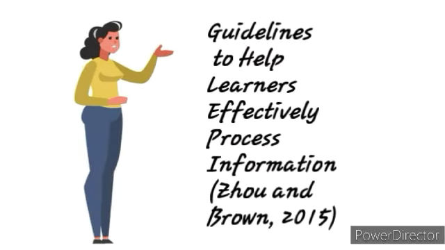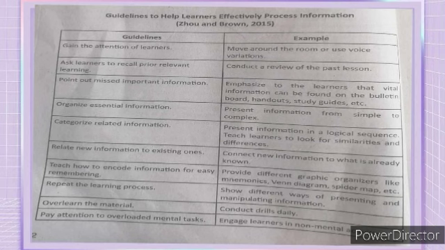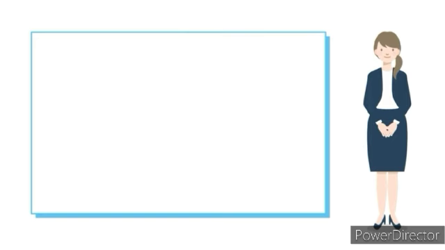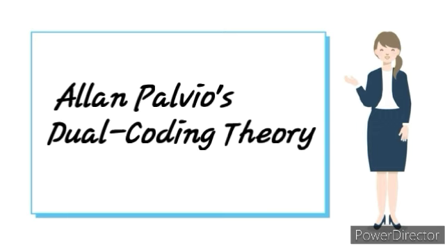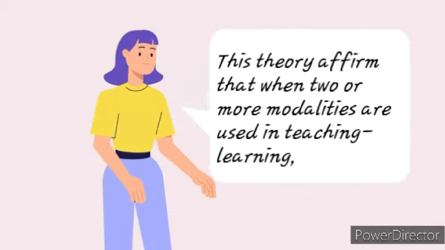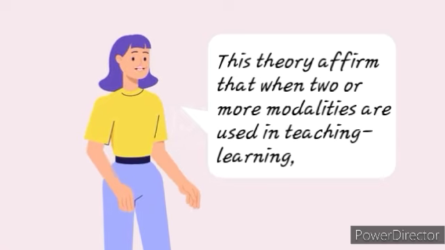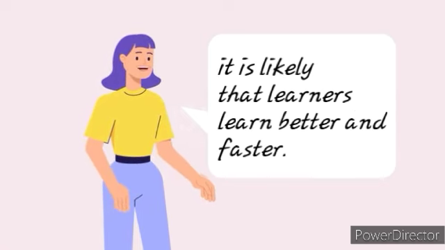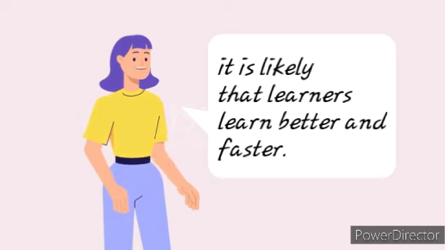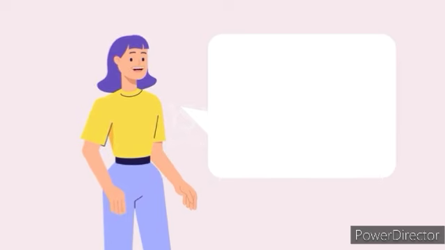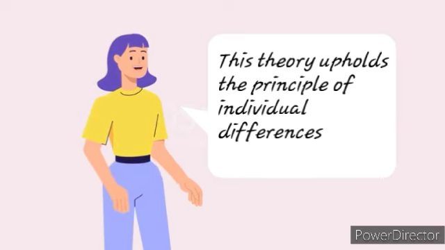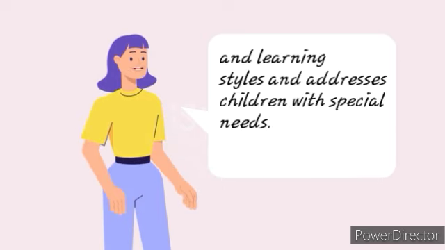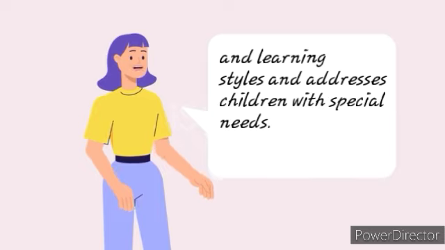These are the guidelines to help learners effectively process information by Zhu and Brown, 2015. Allan Paivio's dual coding theory. This theory affirms that when two or more modalities are used in teaching and learning, it is likely that learners learn better and faster. This theory upholds the principles of individual differences and learning styles and addresses children with special needs.